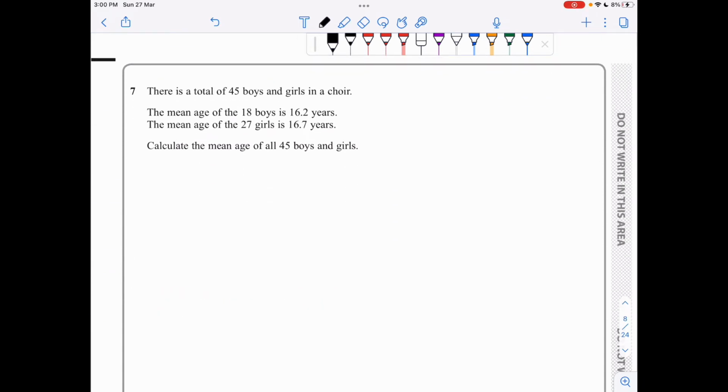Question 7, we've got a total of 45 boys and girls, and the mean of the 18 boys is 16.2 years, and the mean of the 27 girls is 16.7 years. We want to calculate the mean age of all 45 boys and girls.